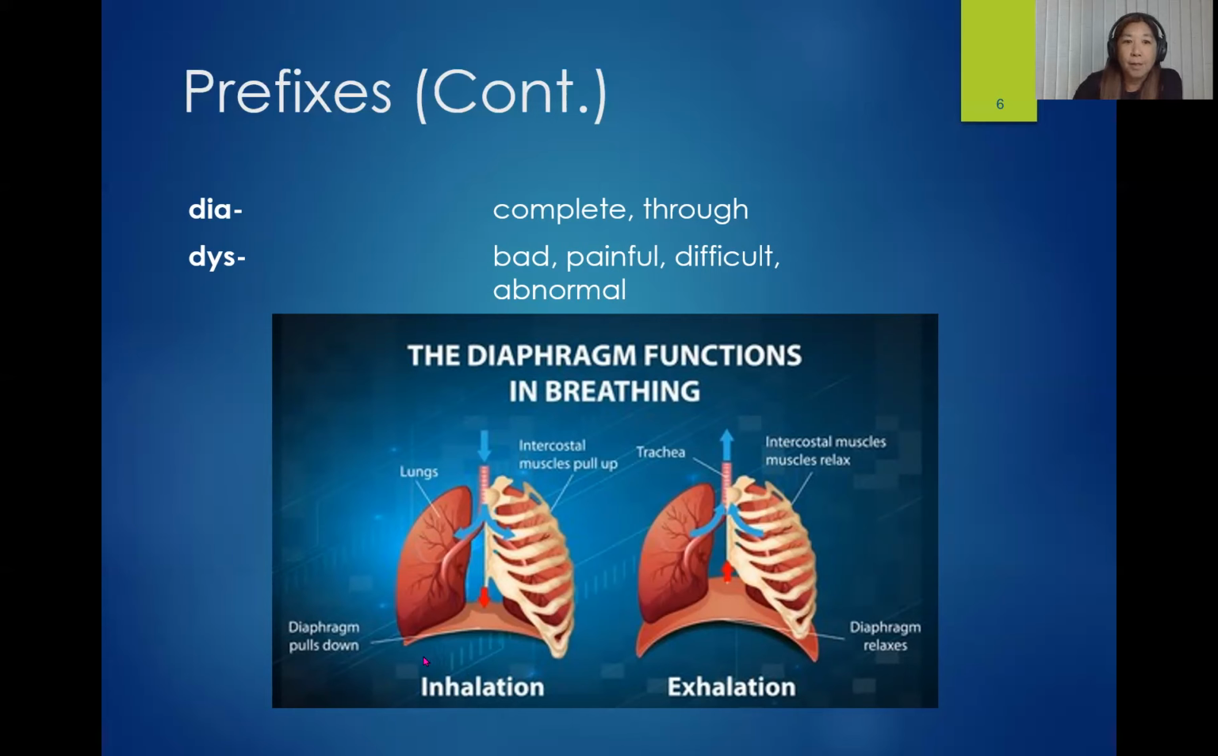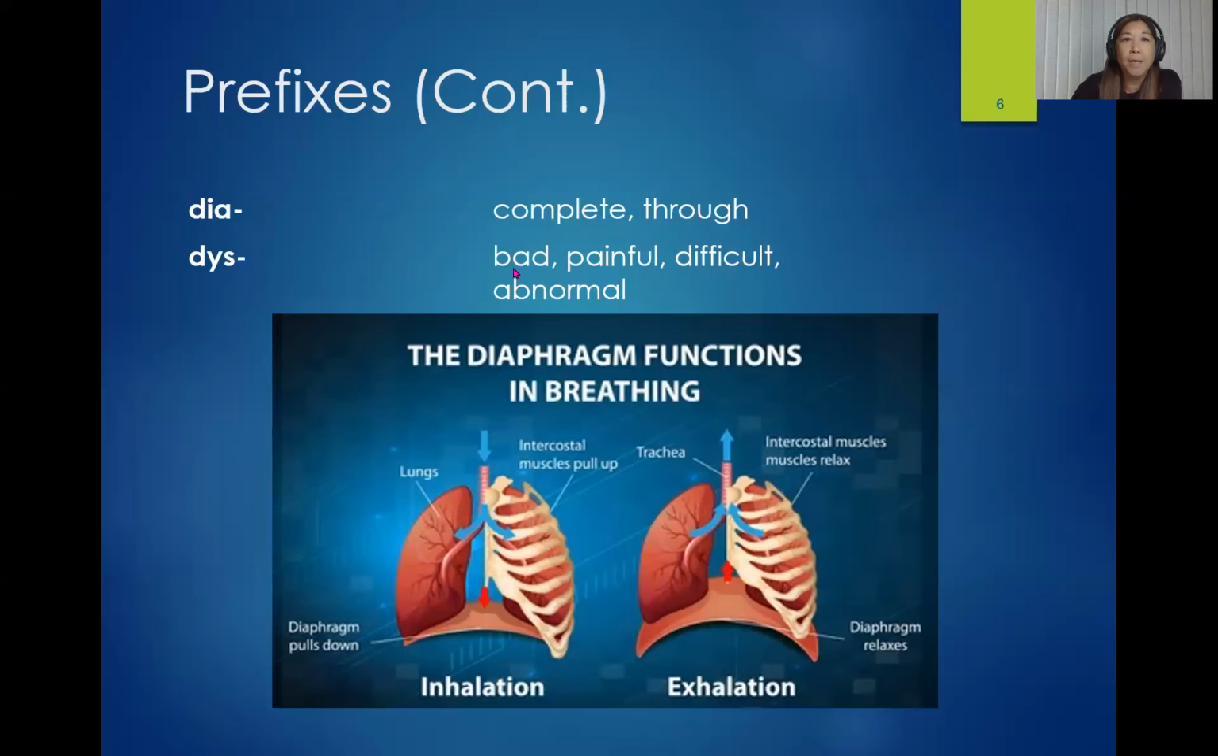Diaphragm. So this is the diaphragm in your body. And dia means through or apart. Phragma means literally fence. And the diaphragm is a muscular partition that separates the chest from the abdominal cavities, right? So it goes through, right, or a complete separation of the two cavities.